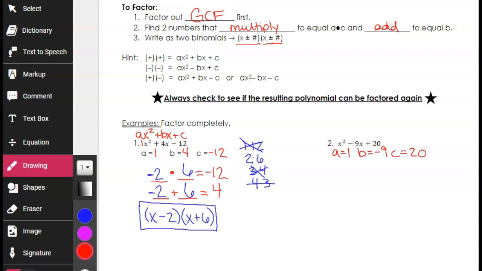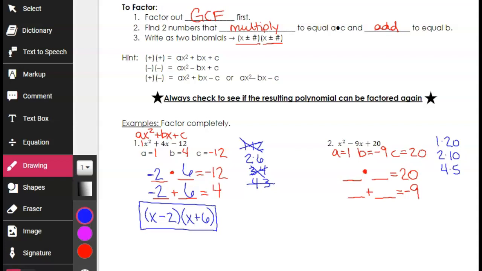I need to find my magic numbers, so two numbers that multiply to give me A times C. 1 times 20 is 20. Those same two numbers need to add to give me the middle number, which is negative 9. So I'm going to list my factors of 20, things that multiply to give me 20. So 1 times 20, 2 times 10, 3 times nothing, 4 times 5. And if I go to 5, that'd be 5 times 4, and that's just the same pair of factors as the previous two flipped around.